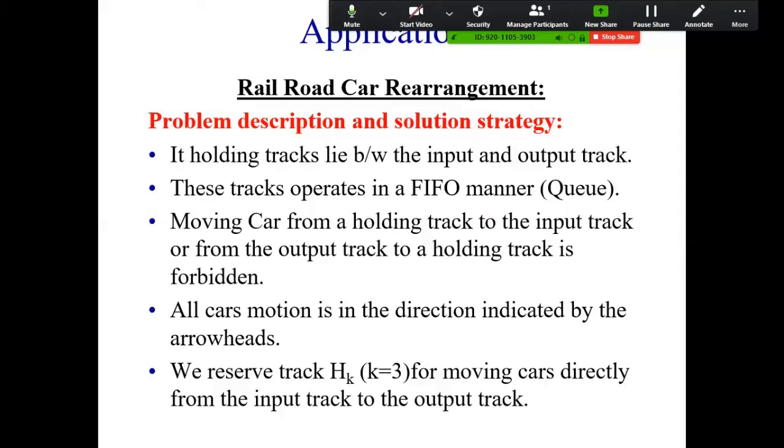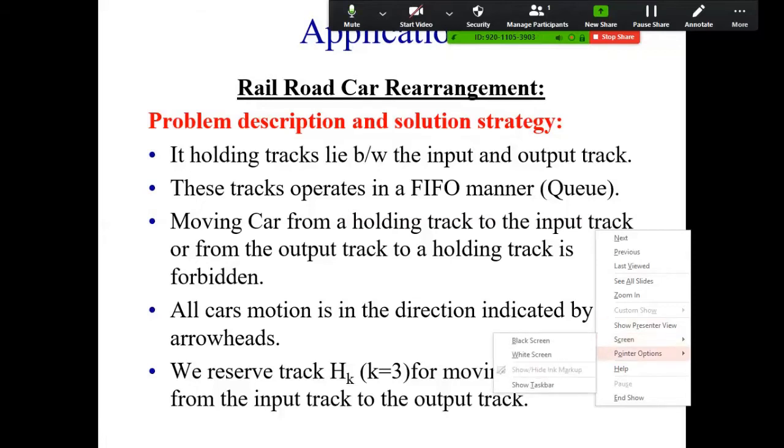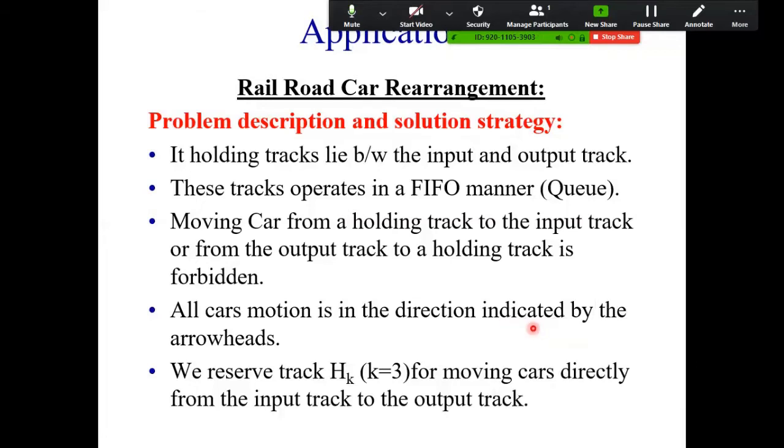Back for this online session. In the previous class, we have discussed about. Now, in this class, we are going to discuss about the application of the queue.